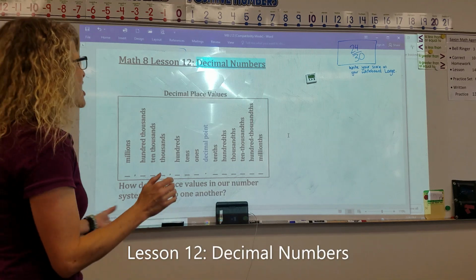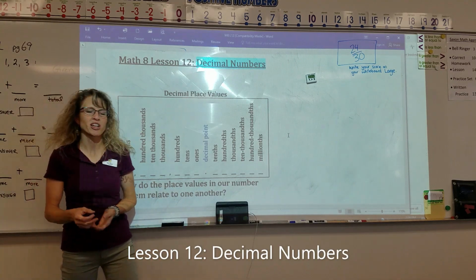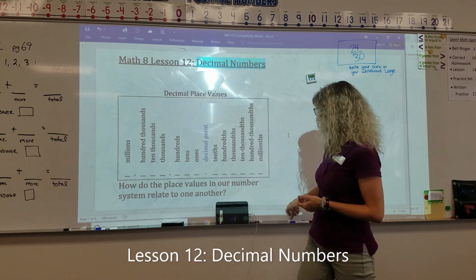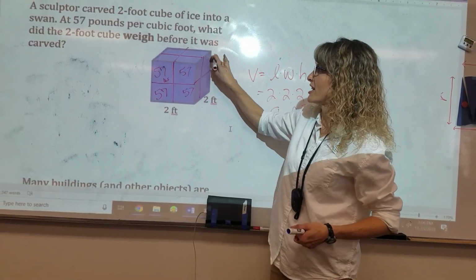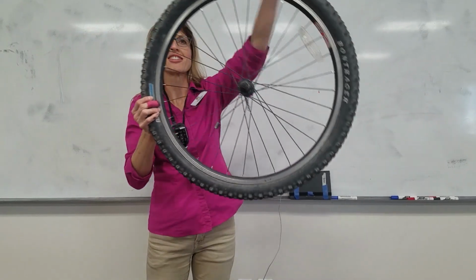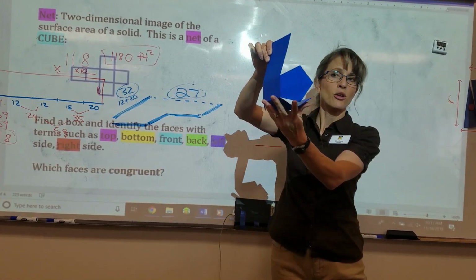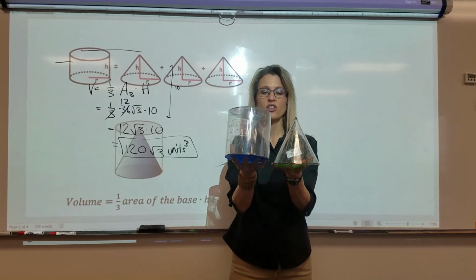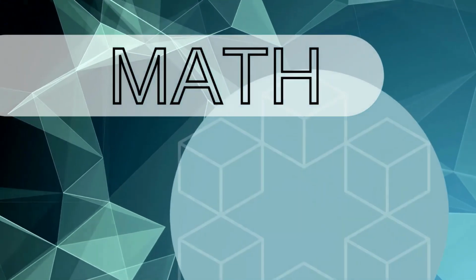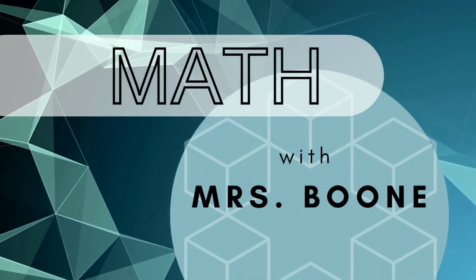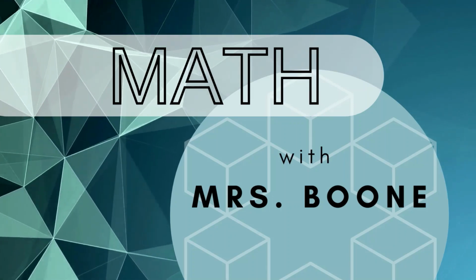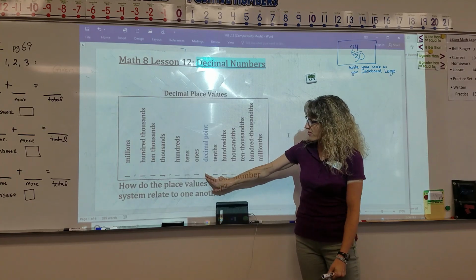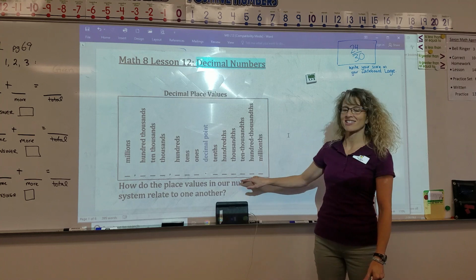All right, class, today's topic is decimal numbers. What's our objective? You ready? Decimal numbers. From the right of the decimal point, every place we go gets 10 times smaller.